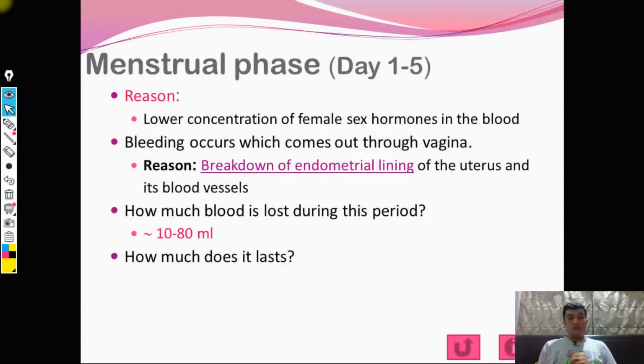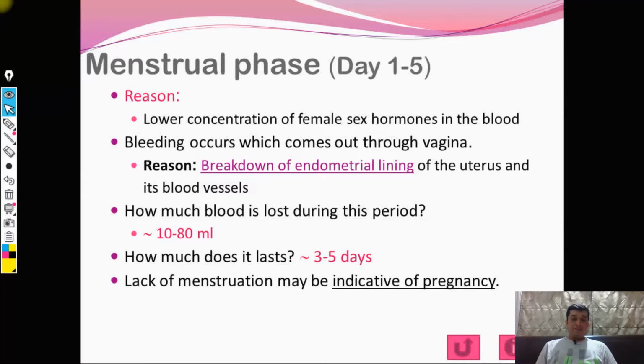Now, how long does it last? We are considering that on day 1 the menstruation has started, so definitely it should continue. We are considering this phase from day 1 to 5. On an average, the major bleeding observed ranges from 3 to 5 days. So, from day 1 to day 3 there is a presence of blood. In some women it may last for 5 days also. On an average you can consider 4 days.